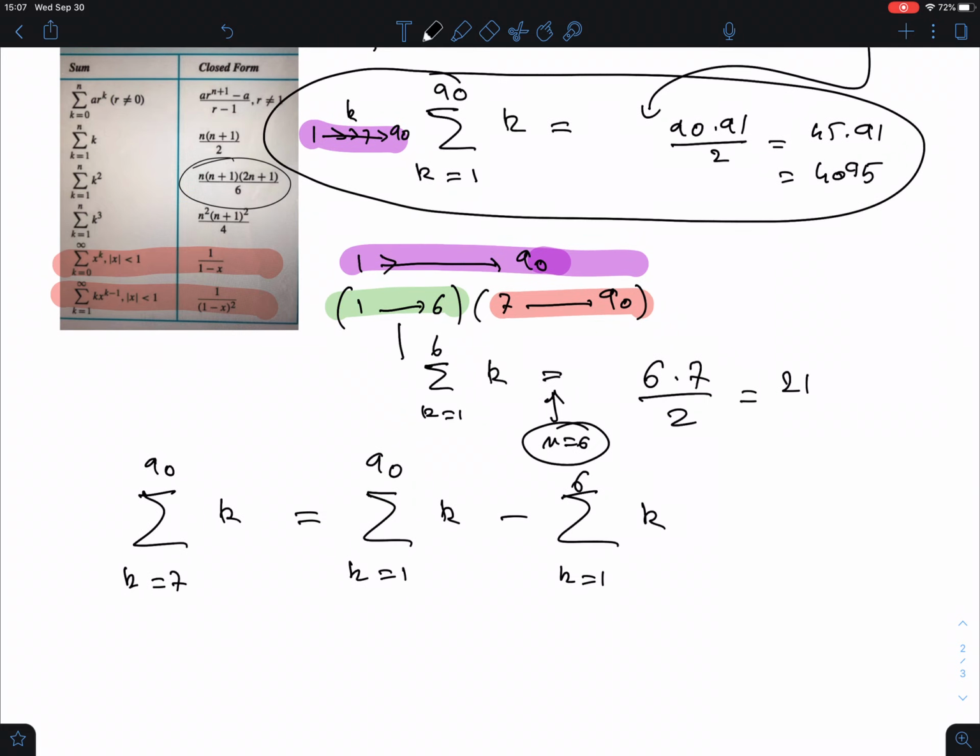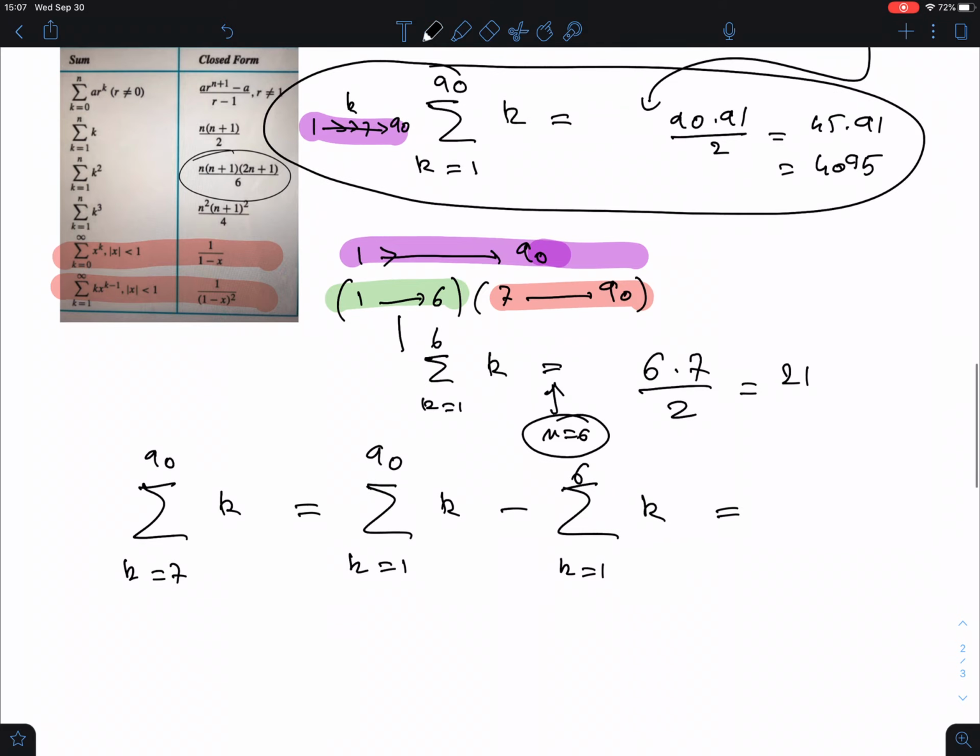You understand this? Okay, so be careful. Here we go from 7 to 90. If I go from 1 to 90, then I should not count from 1 to 6. That's what it says. And we calculated each of these values. This one by the formula was 4095, and this one was 21. So the actual value is 4074. Okay, that's how you use these tables.